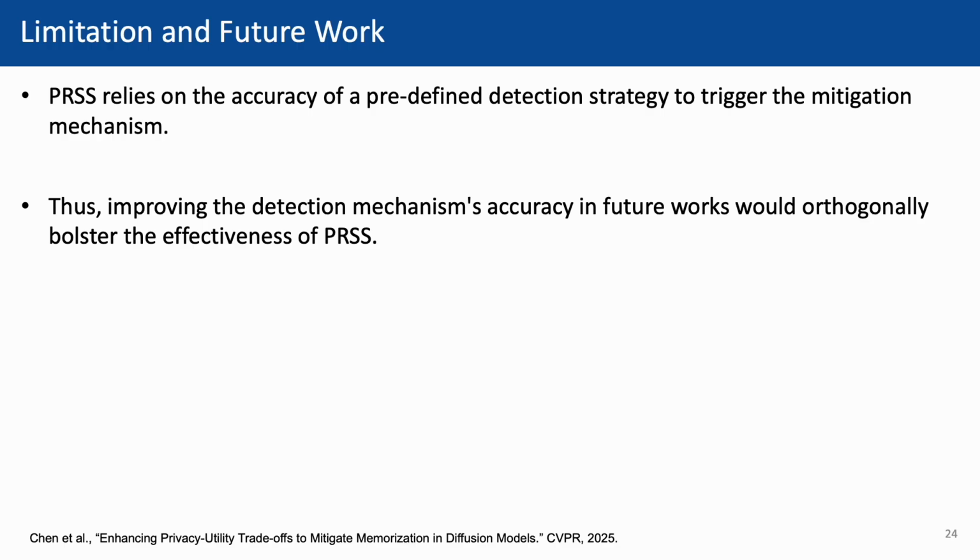Finally, regarding limitations and future work, PRSS relies on the accuracy of a predefined detection strategy to trigger the mitigation mechanism. So one clear direction for future research is to develop more accurate and robust detection methods. Improvements in detection would orthogonally strengthen PRSS, making it even more effective in mitigating memorization.